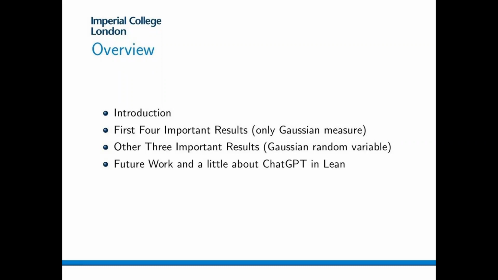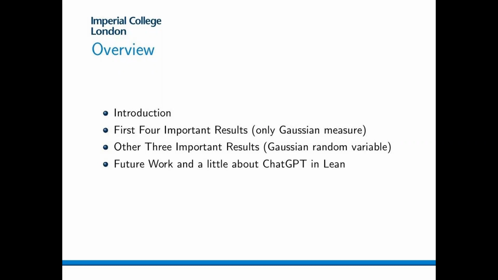And the second part is the first four important results we proved in Lean last summer vacation. These four important results were only about the Gaussian measure. How do we formalize it? And some important results about Gaussian measures only.